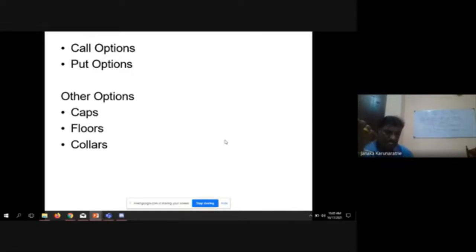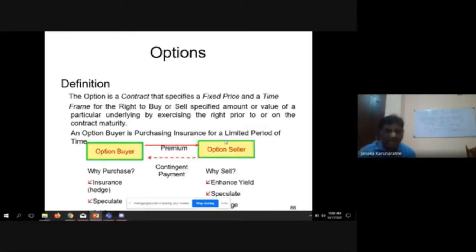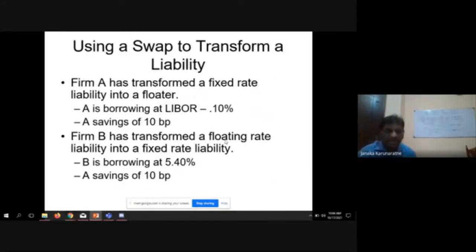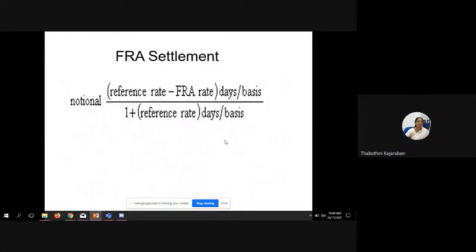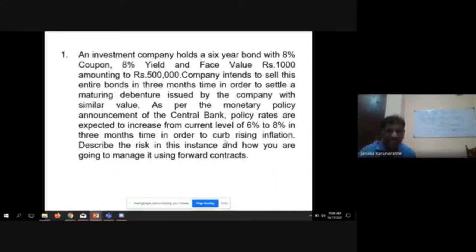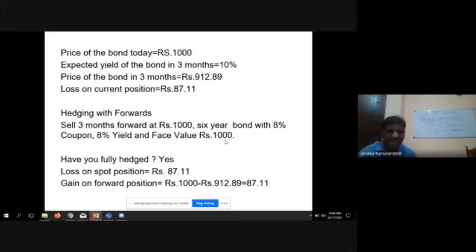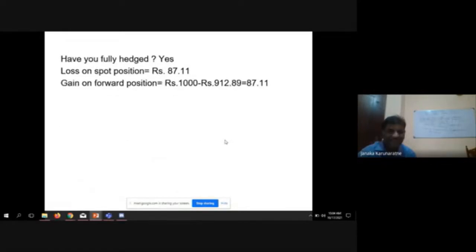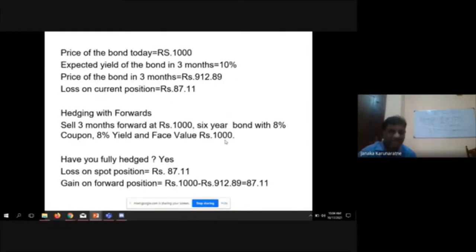So what you can do is, remember you did a similar thing when we did forward contracts. So what did we do in a forward contract? Micro hedging to a particular time. Remember, we did an example. How did we hedge? Sell 3 months forward, in that particular example.